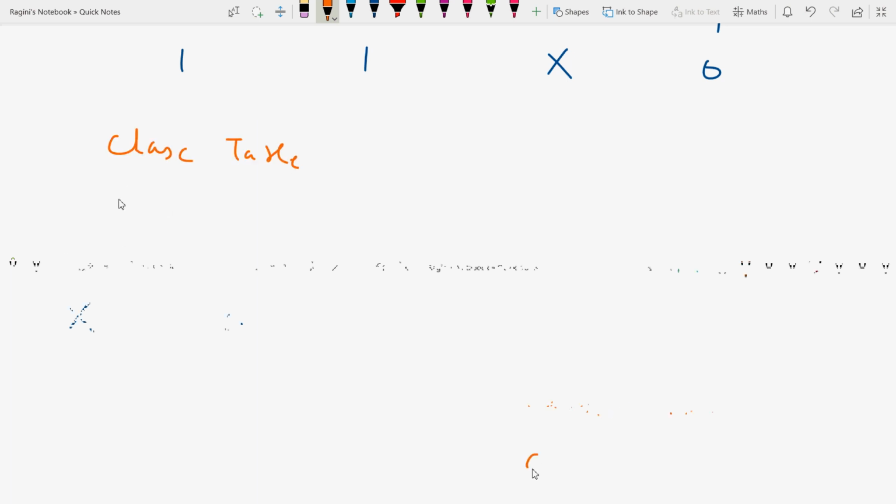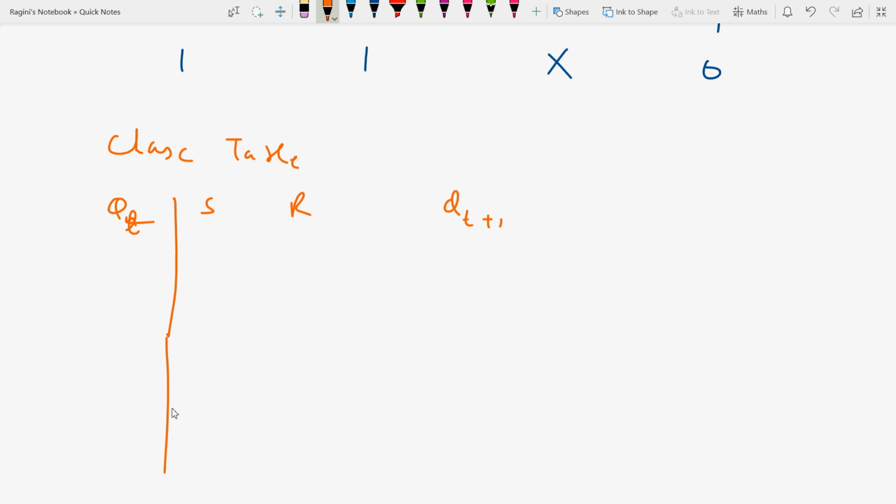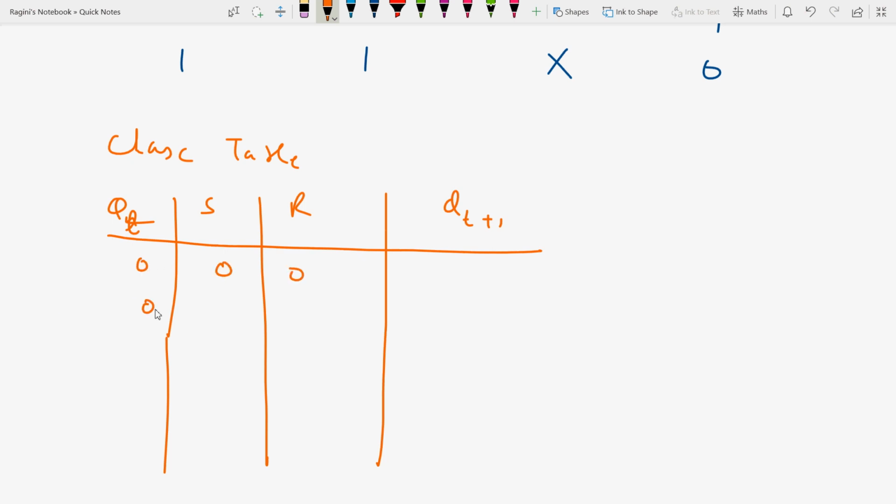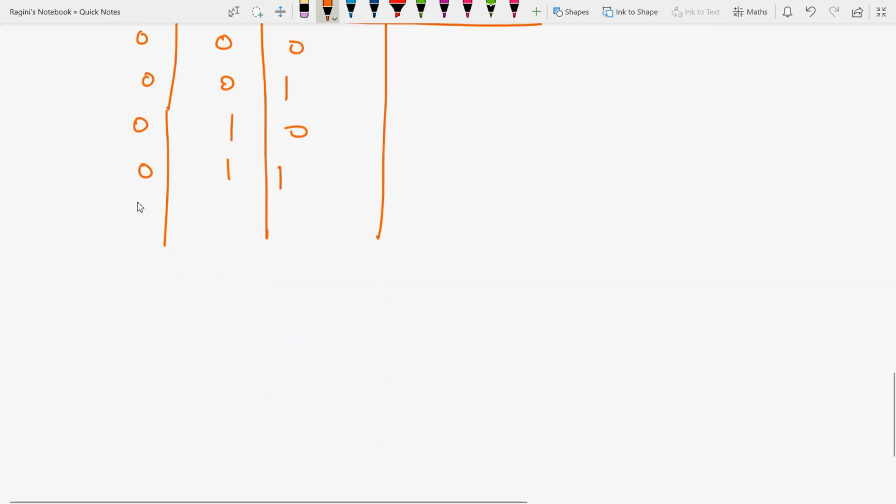As you can see, Qt, Qt plus 1 is the output. For the characteristic table, Qt and SR are the inputs and we are just drawing its table. Qt plus 1 is the output and we have all the 8 possible combinations: 0, 1, 2, 3, 4, then 5, then 6, then 7, right?